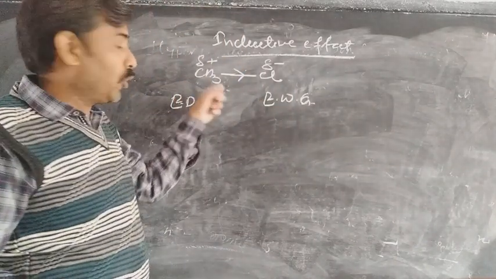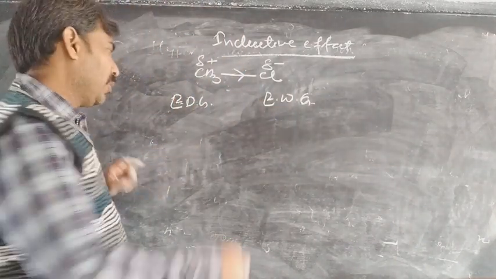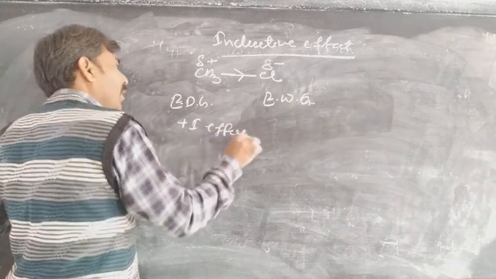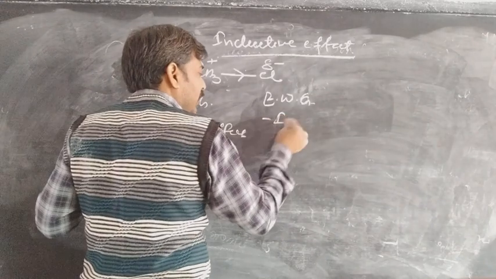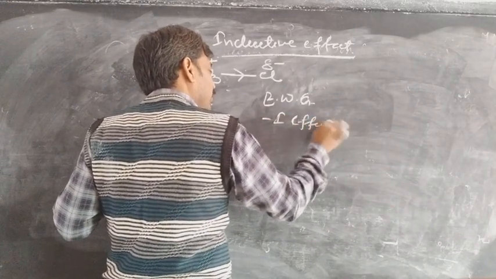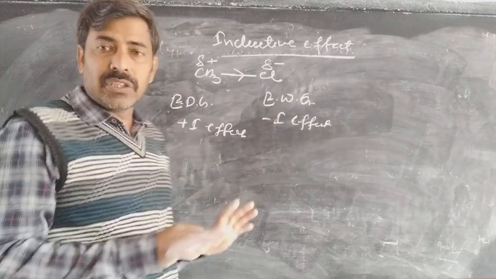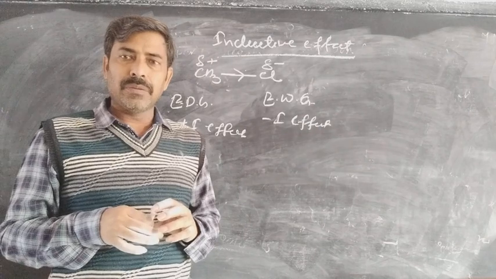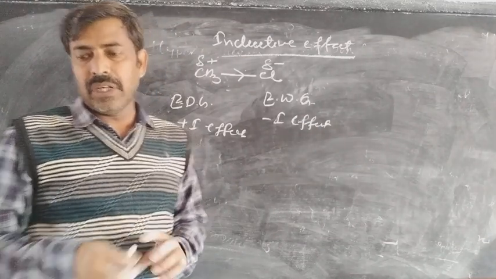This electron donating nature of the system is called the plus I effect, and this electron withdrawing nature of the system is called the minus I effect. So the electron donating tendency is the plus I effect and the electron withdrawing tendency is the minus I effect. So this is the next electron movement.